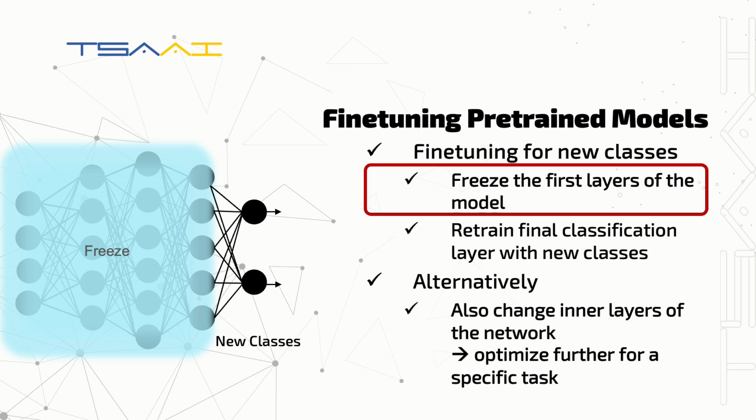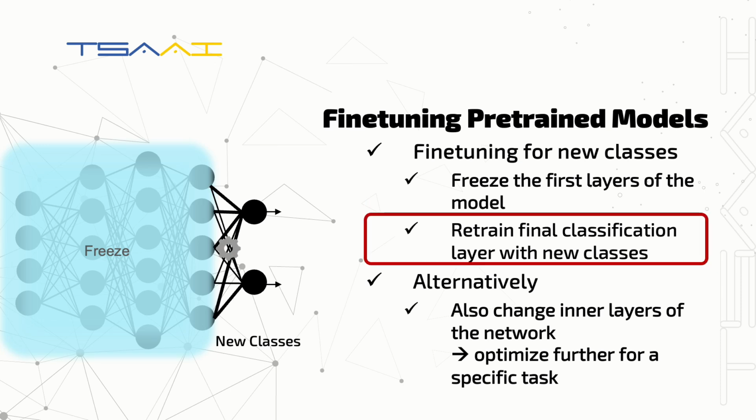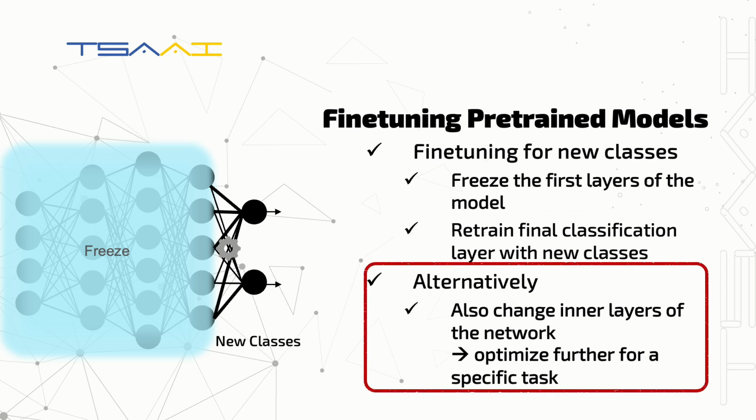This means their weight factors remain unchanged during training. Then we focus solely on retraining the final classification layer to adapt to the new class. Alternatively, we might also adjust the inner layers of the network, tweaking them to better suit the specific task at hand. This optimization process ensures the model is fine-tuned to meet the unique requirements of our particular problem.